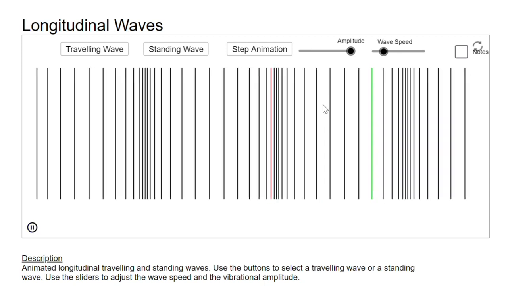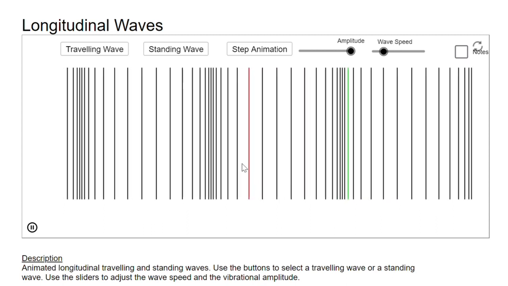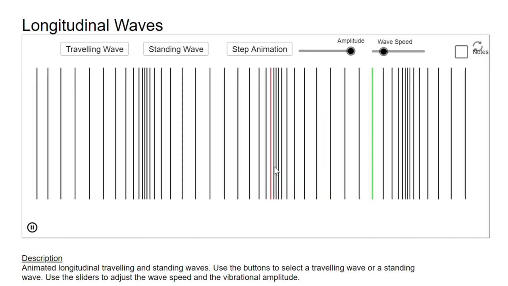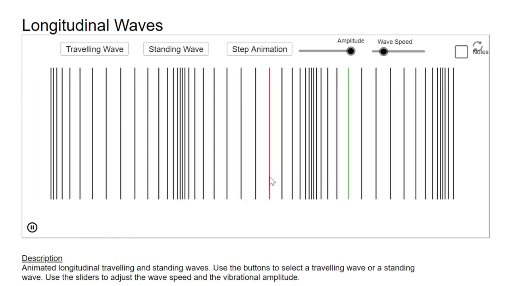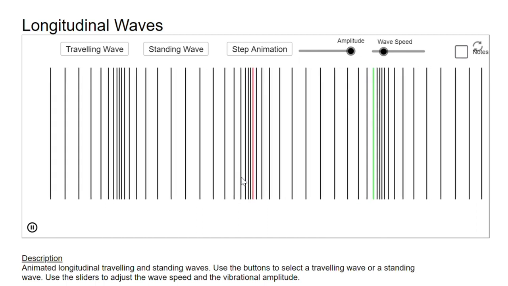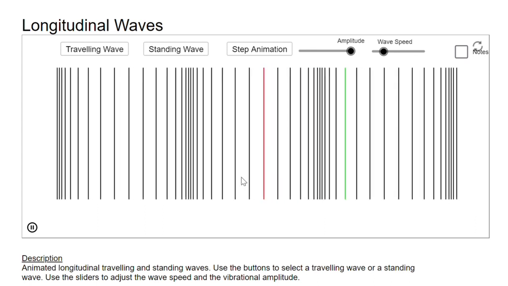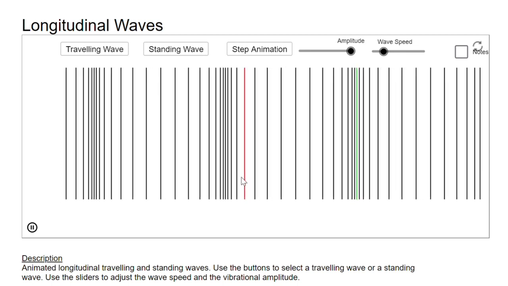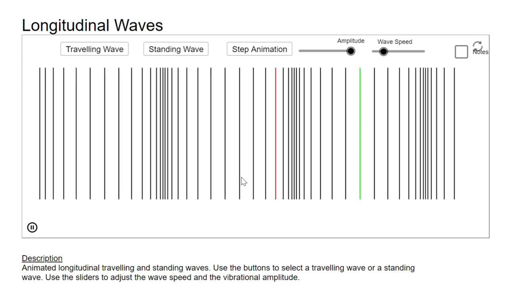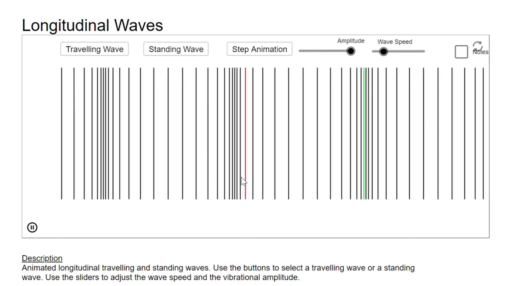But let's pay attention to this red particle. Take a look at it. It moves backwards, it moves forward, and then again it moves backwards. So that's the movement of particles in a longitudinal wave. They move parallel to the direction of the motion, unlike in transverse where they are moving perpendicular. Here they move parallel to the motion of the wave.